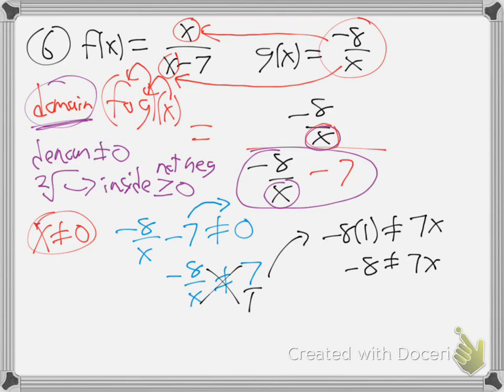You good there? Boom. So x not equal to minus 8 sevenths, and of course not equal to 0. There's our answer. There's the domain. X cannot be 0, and x cannot be minus 8 sevenths. Anything else is fine, but those are not allowed. They make various denominators 0.